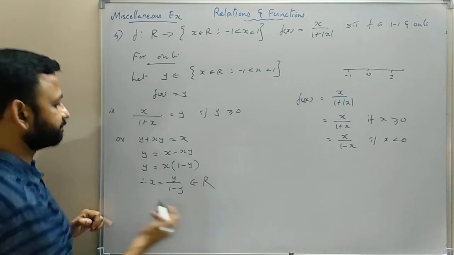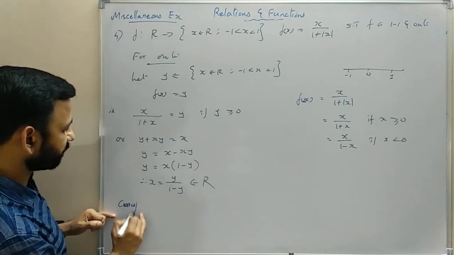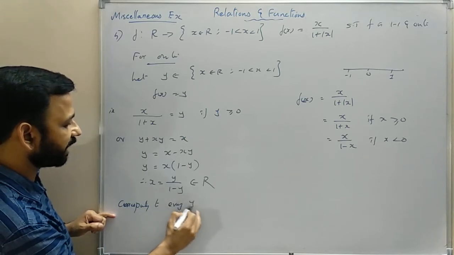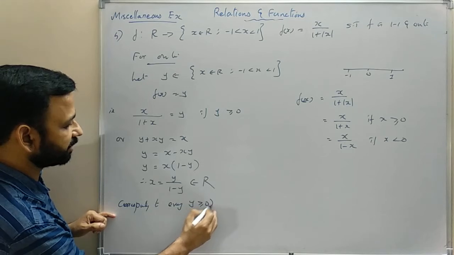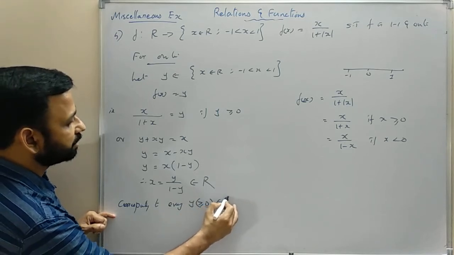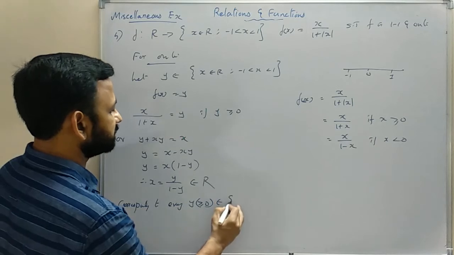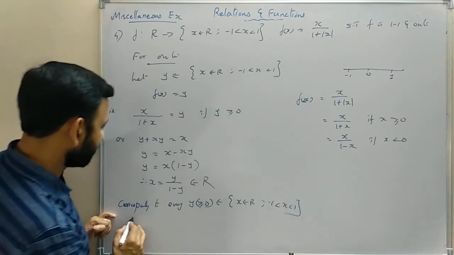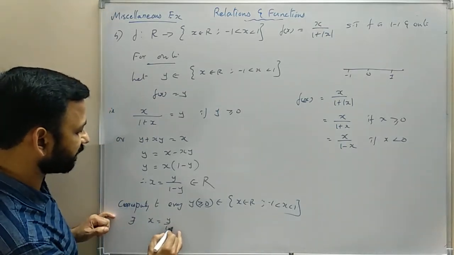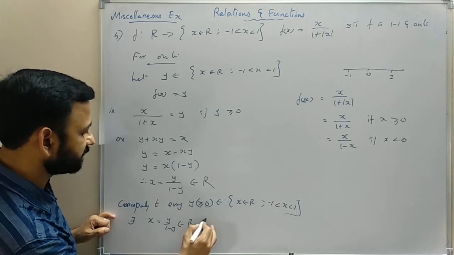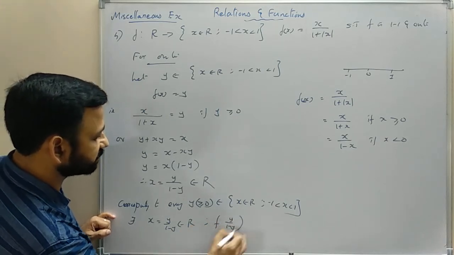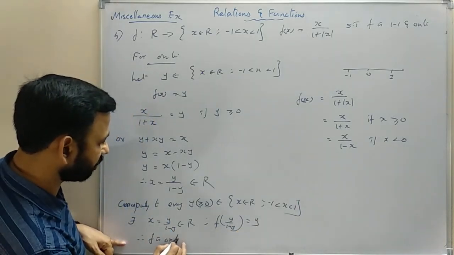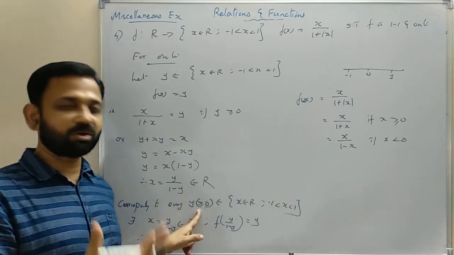Then we have one more case. So we'll write down, corresponding to every y greater than or equal to 0, in bracket belongs to codomain, that means set of all x belongs to R such that minus 1 less than x less than 1, there x is equal to y upon 1 minus y belongs to R such that f of y upon 1 minus y is equal to f of x is equal to y. Therefore f is onto function when y greater than or equal to 0.